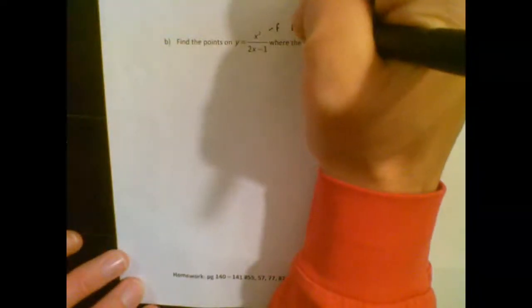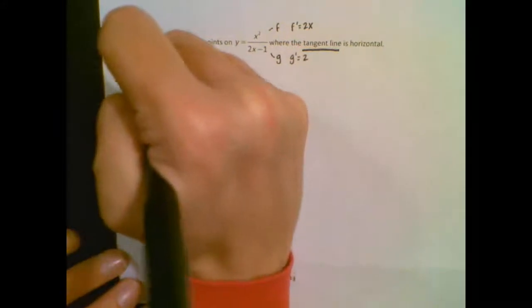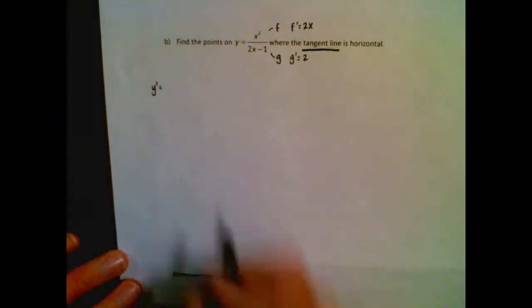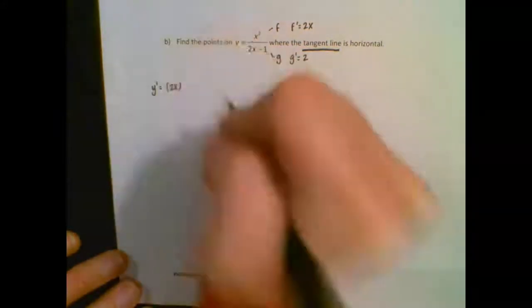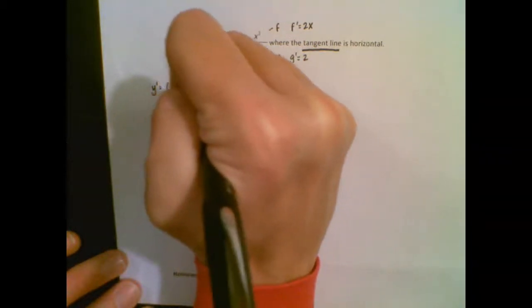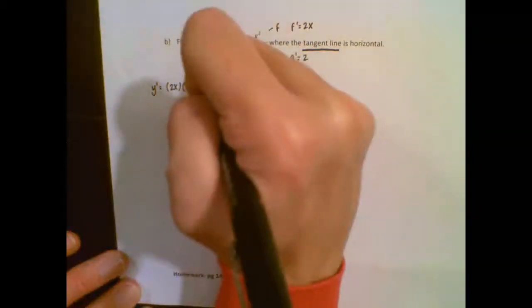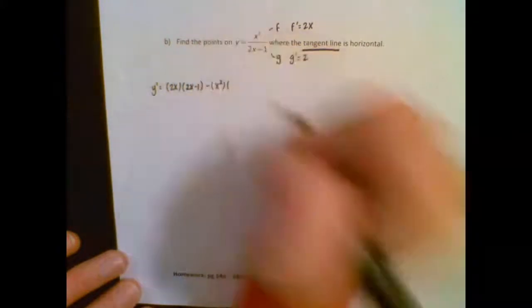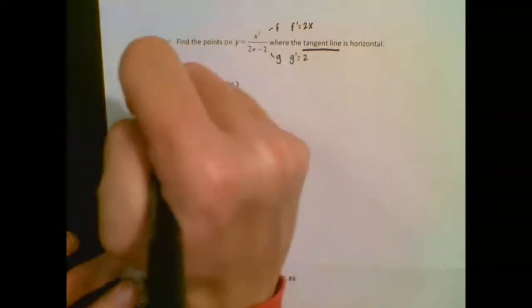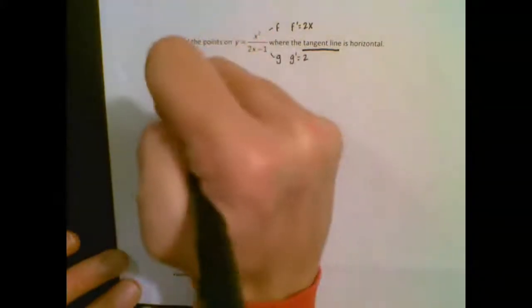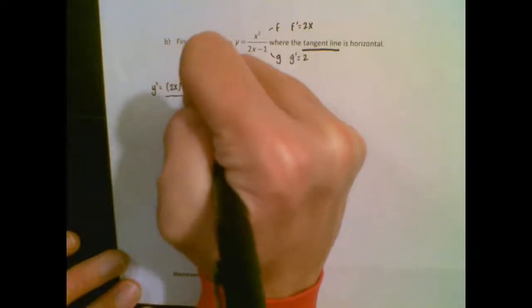So I'm going to set my f to be the x squared. That's going to tell me my f prime is 2x. I'm going to set my g as the 2x minus 1, which means that g prime is actually just going to be 2. So when I go to find y prime, I'm going to go ahead and multiply my 2x times the 2x minus 1. I'm going to subtract from that the x squared times 2, all divided by the g squared, so 2x minus 1 quantity squared.